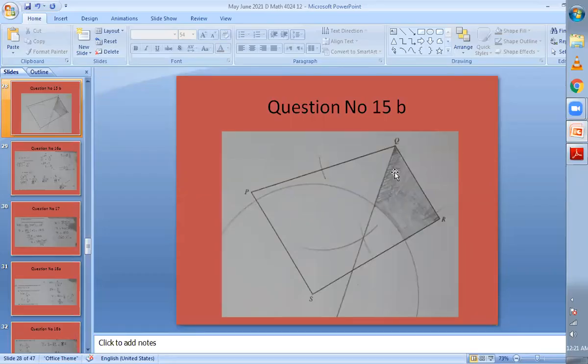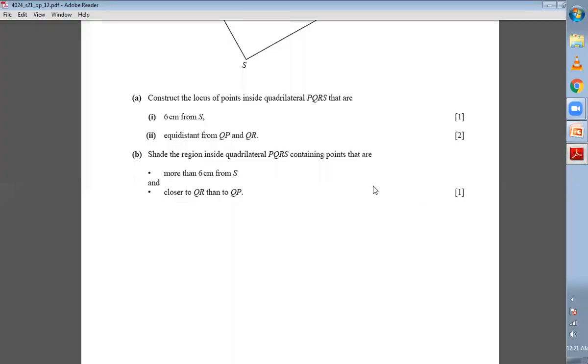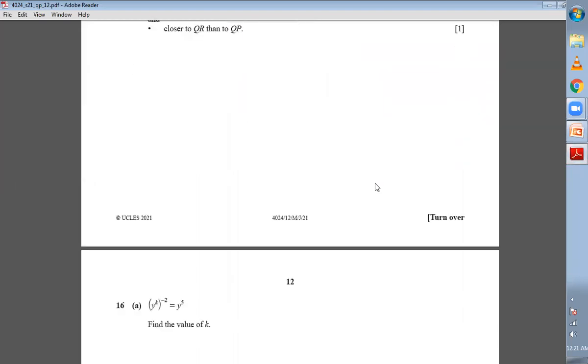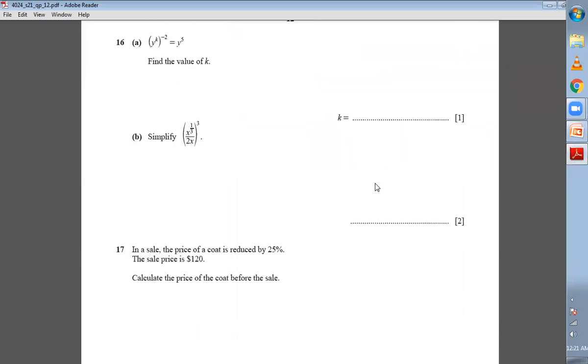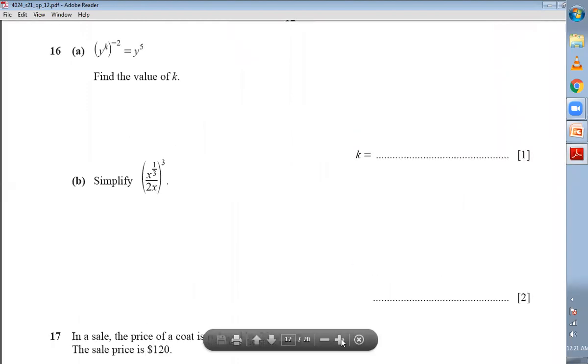So that was question number 15. The question was on the locus. Hopefully you understand how we have drawn the circle, how we have drawn the angle bisector, and then how we have shaded the area. Okay, so that's good. Let's go to the next question. The next question coming up on your screen is question number 16.